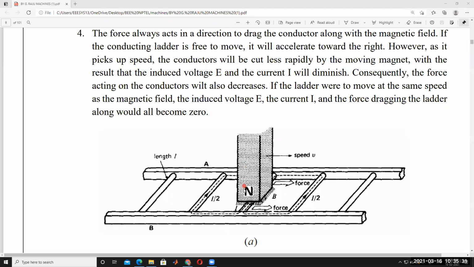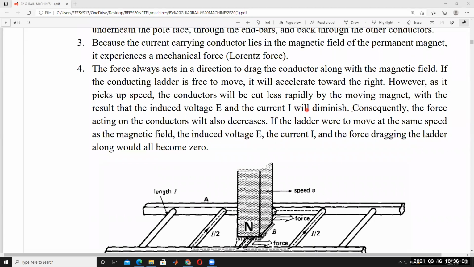That means if the relative speed is equal to zero, the EMF induced in the rotor conductor is zero, and then current is zero, the force is zero, then torque is zero, and the motor is not rotating. That's why there must be a relative speed between these two. Consequently, the force acting on the conductor will also decrease.